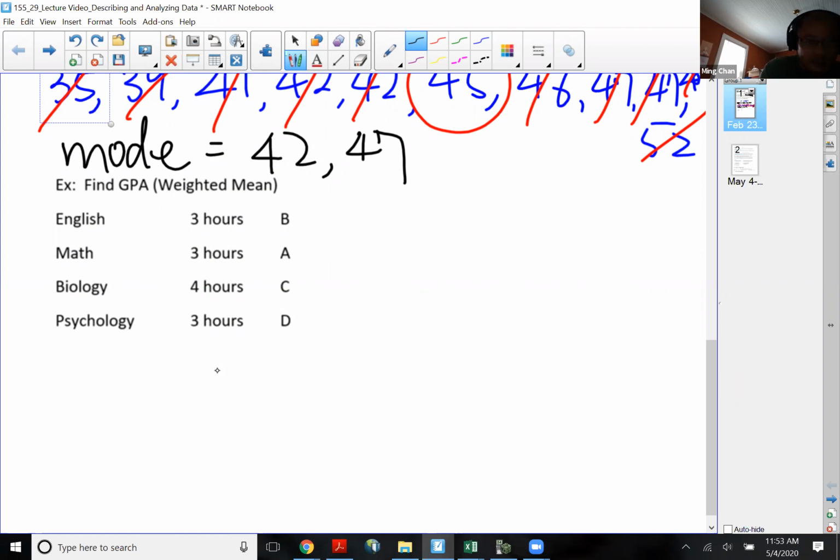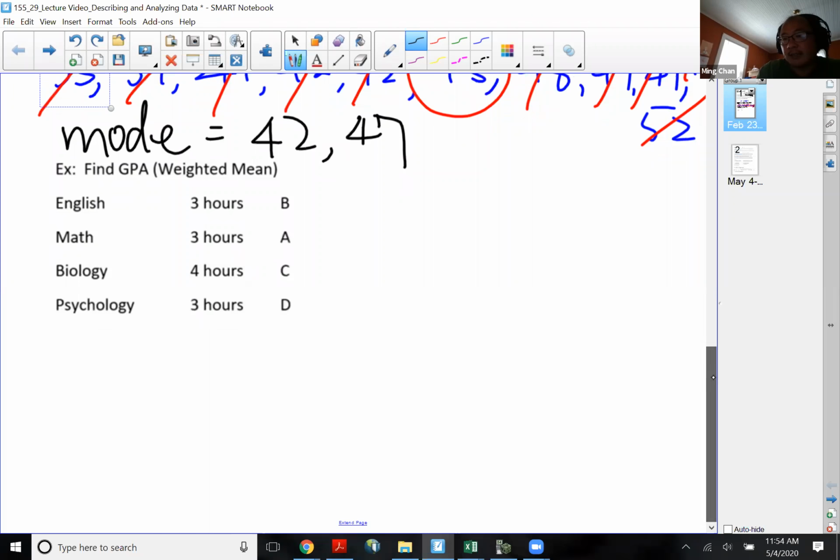Pretend we got these 4 classes. Some of y'all's technical classes have weird credit hours, but how you compute it is the same. Generally English, math, and psychology are 3 hours each. Biology is a lab course. It has a lab component to it, so it's actually 4 hours. Some of y'all's technical shop classes have more credit hours.